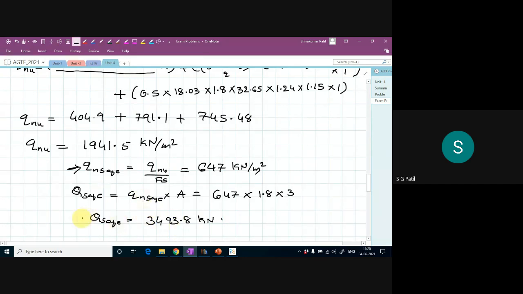Okay. Yes, so this much load it can carry. Any doubts regarding the problem here?